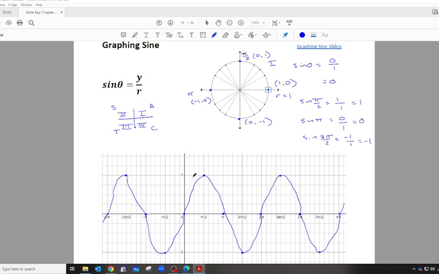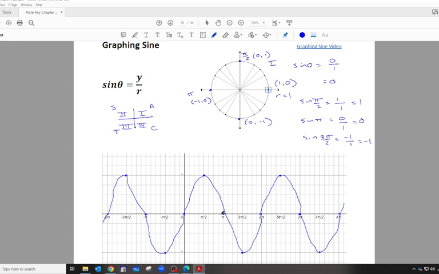So as we go through this, quadrant 1, sine is positive. Quadrant 2, sine is still positive. Quadrant 3, sine is negative. And in quadrant 4, sine is negative. And so you can kind of figure out where you're going to be based on the sign of your trig function as well. So that's it. That's building the sine curve.